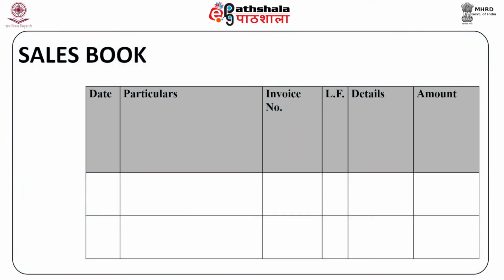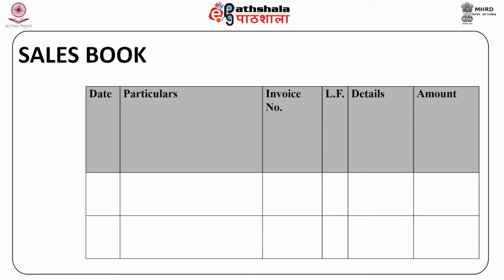We can discuss about each column. Date, this column contains the date of sale of goods on credit. Then particulars, the name of the customer, name of the articles and quantities sold, etc. are entered in this column. Invoice number, this column contains the number printed on the invoice issued at the time of sale. Then LF, the page number of the ledger at which the account of customer or debtor appears and the corresponding posting has been made is written in this column.